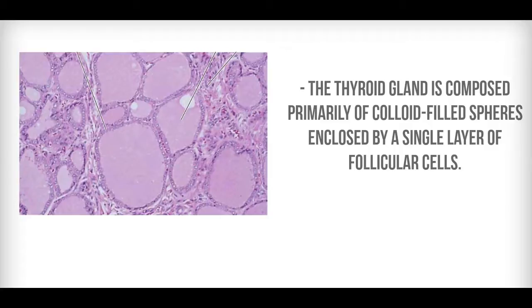You may notice there are some C cells in there as well. Those C cells secrete a hormone called calcitonin, and that's not related to the thyroid hormones at all. It's a separate entity.